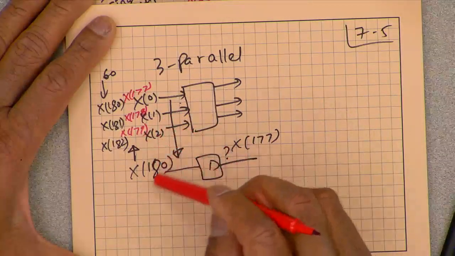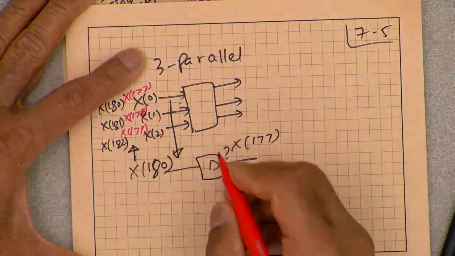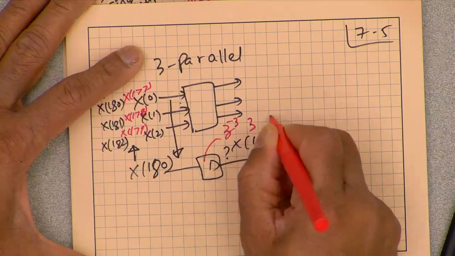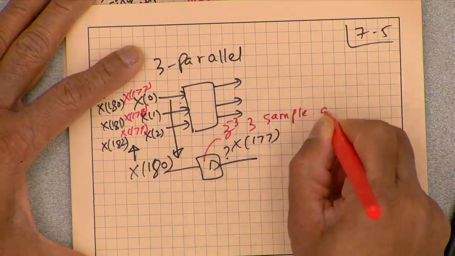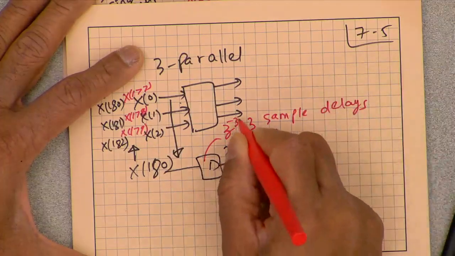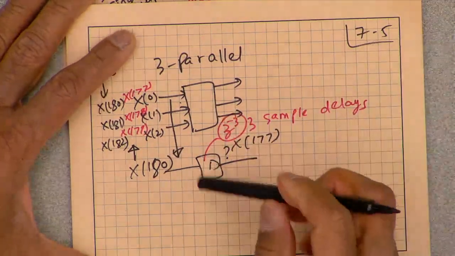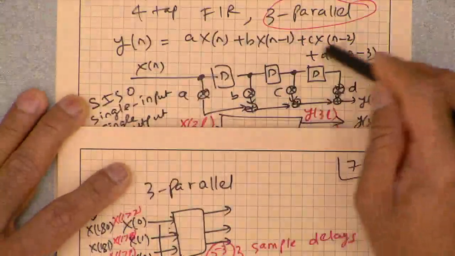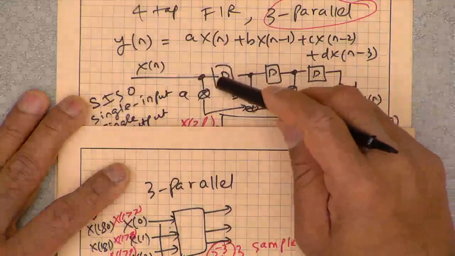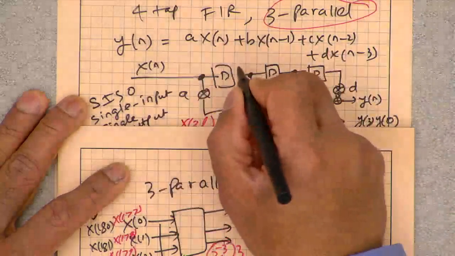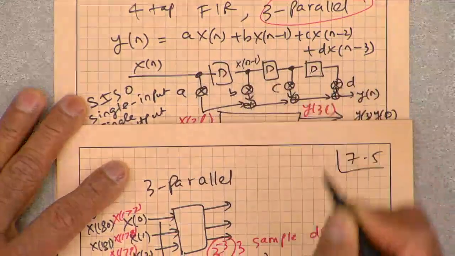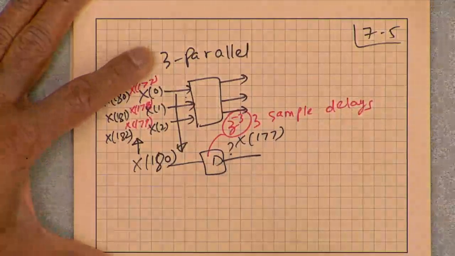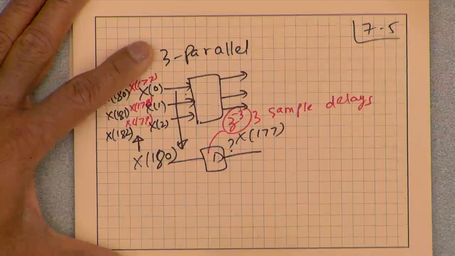So when we draw this block diagram in a 3 parallel system, each delay is really corresponding to 3 sample delays. Okay, that's something to keep in mind. So a flip-flop, which we have been used to calling z to power minus 1 in this so-called single input single output system, is representing one sample delay. If this is xn, this is xn minus 1. However, in a 3 parallel system, each delay is 3 sample delays.